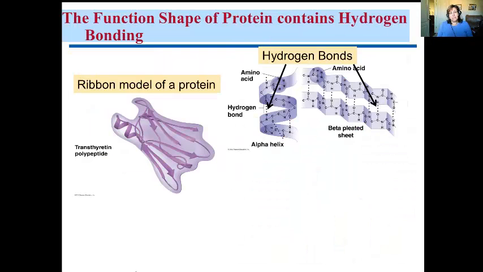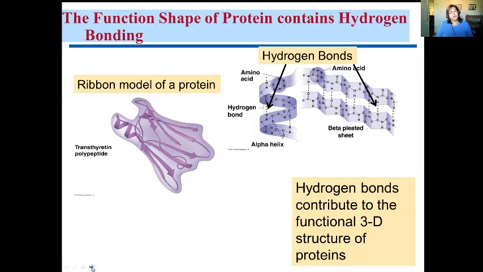Another place where we see hydrogen bonding is in the formation of proteins. Here we see the complex structure of a protein. That's the ribbon model of this particular protein, and the ribbon model here is identifying its three-dimensional structure, and that's what gives proteins their functionality. They have a specific three-dimensional structure that makes them able to do work in the cell, and a part of that three-dimensional structure occurs because of hydrogen bonding.